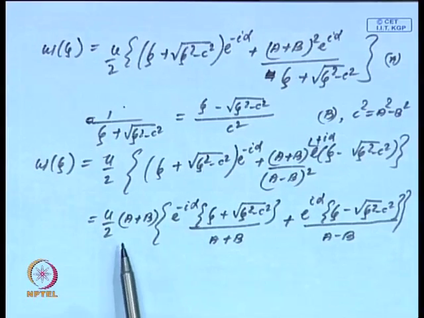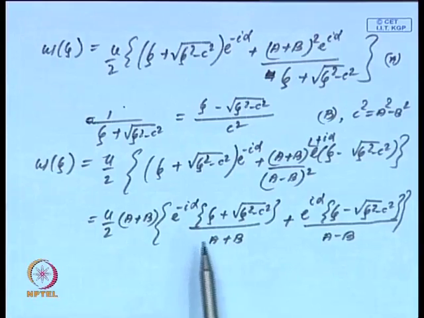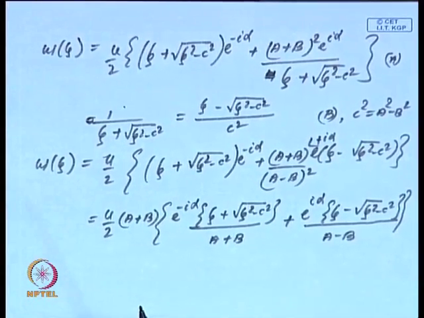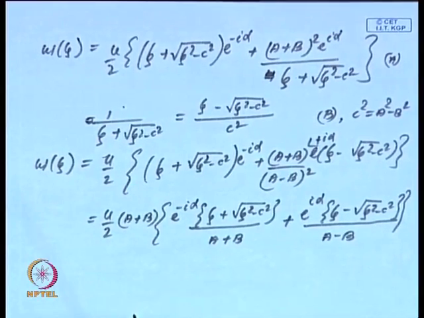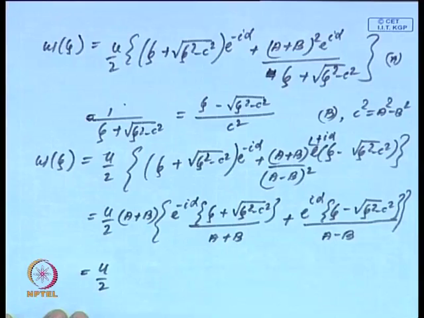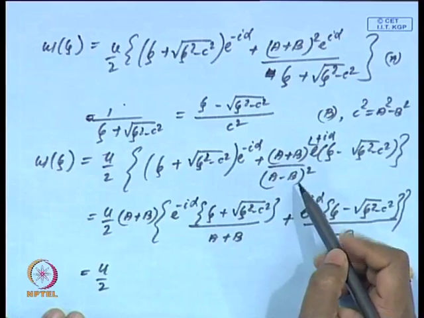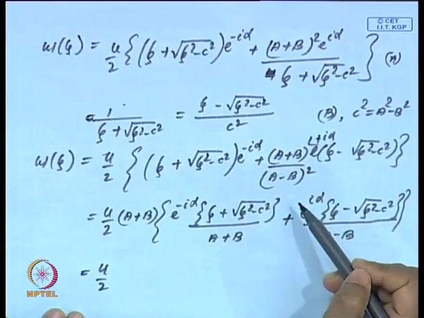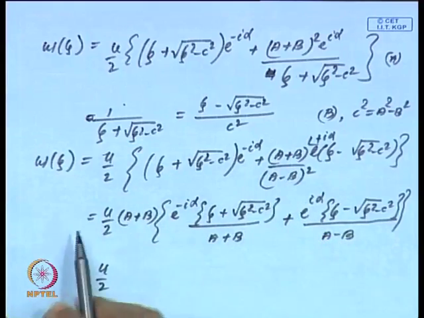Because we have taken a plus b common, so this will give me e to the power minus I alpha plus I alpha plus a plus b whole square. There is a plus minus. Okay, we will see that. So this will give me u by 2. Here I have a plus b square by a minus b square e to the power I alpha, and here I have taken w zeta.